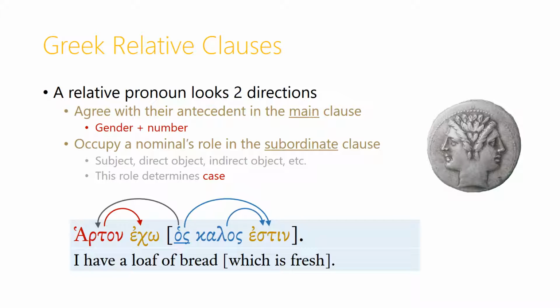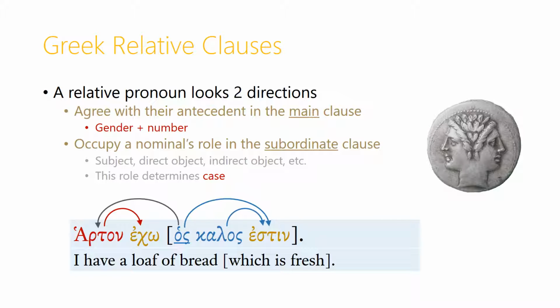One of the interesting things about relative pronouns is that they look two directions, a little bit like this coin image of the Roman god Janus, who had two faces. On the one hand, the relative pronoun agrees with its antecedent in the main clause in gender and number. So hos, in this example, is masculine and singular because arton is masculine and singular. And that helps us know what nominal is the antecedent. But the relative pronoun is also occupying a nominal's role in the subordinate clause. Here, hos is playing the role of the subject. And so this role in the relative clause is what determines the case of the relative pronoun.